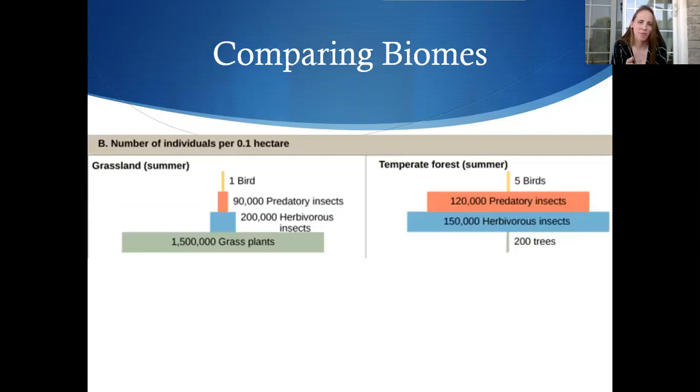So again, this would just be comparing a grassland to a forest with a pyramid of numbers. Obviously you can have a lot of grass that then can feed fewer insects than the number of blades of grass. But if you have trees, you don't need as many trees to feed as many insects. So that is why we have an irregular pyramid of numbers with our temperate forest, because you don't need as many autotrophs if the autotrophs are bigger.